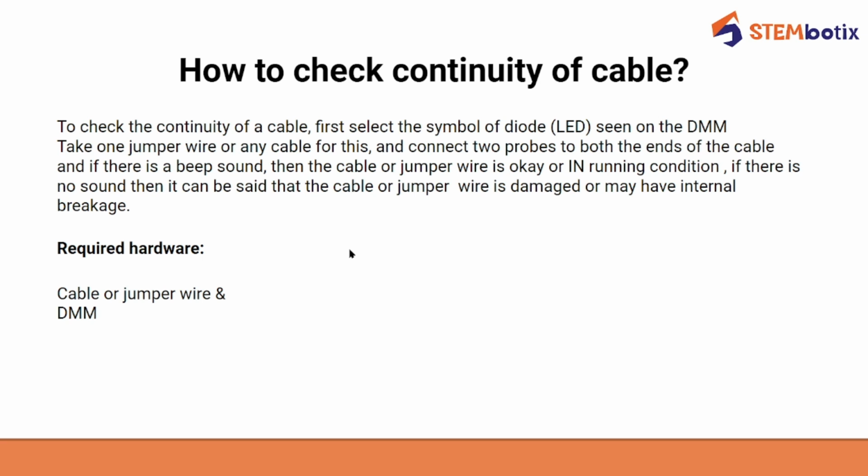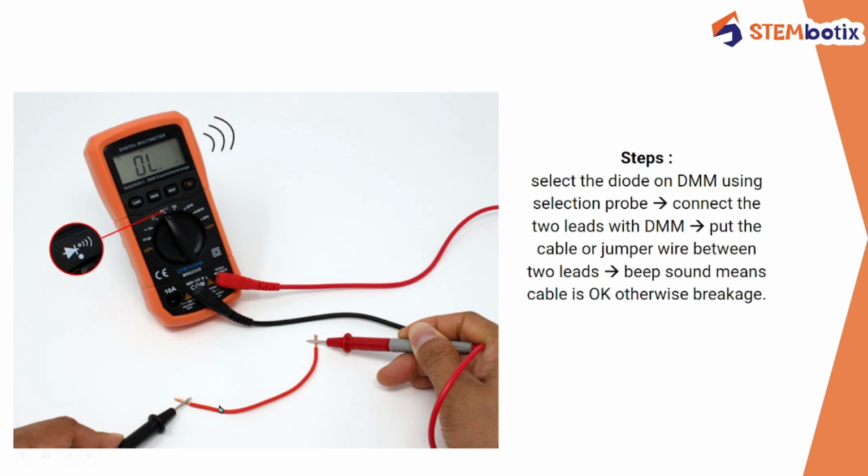Now to check the continuity of cable, first select the symbol of diode. As you can see here, this is a cable. There's a digital multimeter, and in digital multimeter connect the red probe to the voltage ampere ohm port, and connect the black probe. Always first connect the common probe or black probe to the common port. Then place the cable in between these two leads.